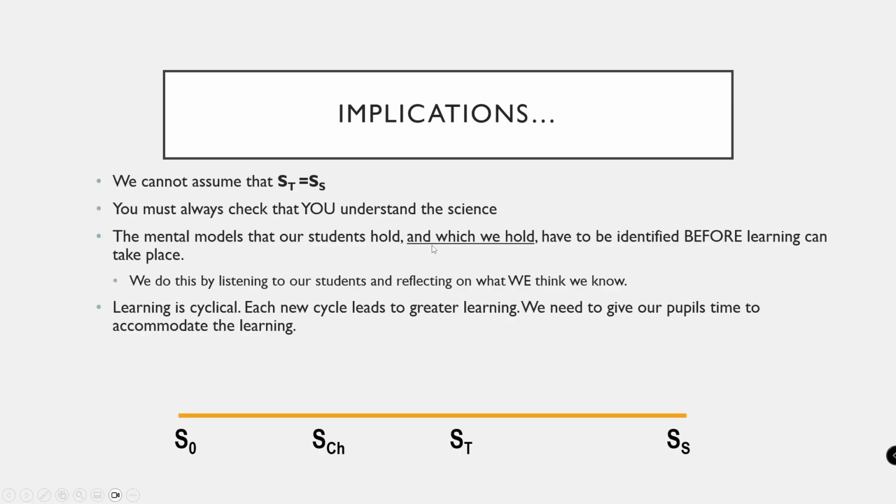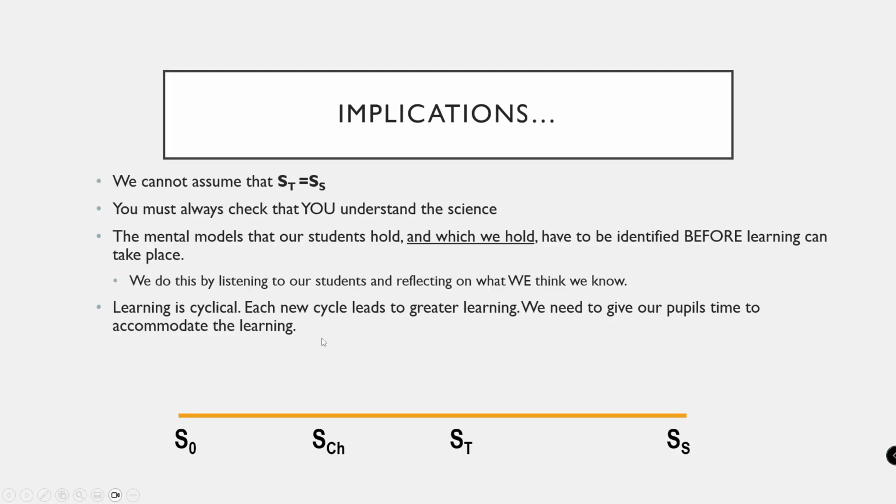The mental models that our students hold and which we hold have to be identified before learning can take place, or they won't understand what change is taking place. Without any pre-assessment in any form, we don't quite know if they've moved or shifted or how it compares to previous thinking.